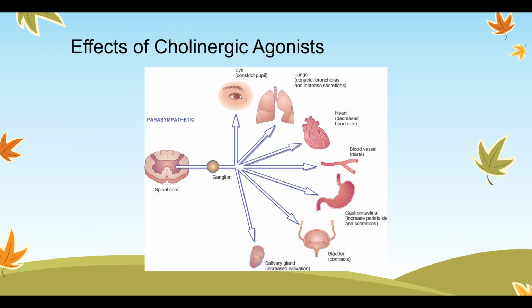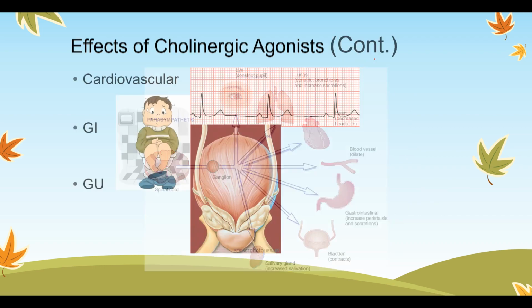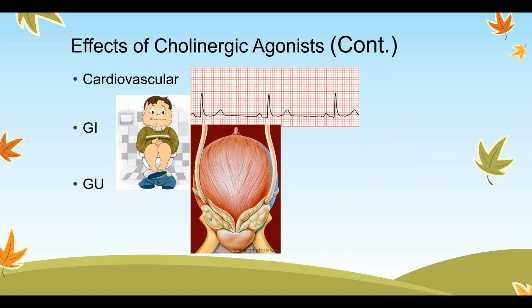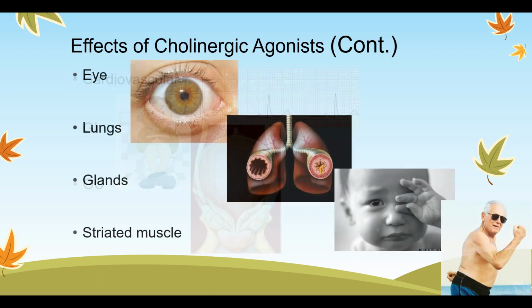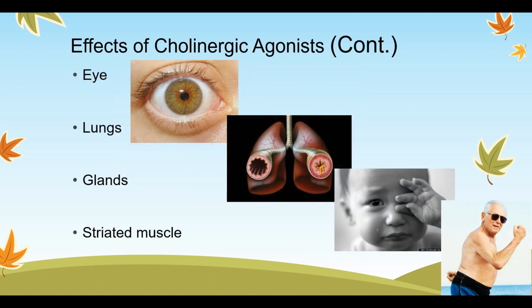So the effects of cholinergic agents, what it does is decreases the heart rate, it dilates your blood vessels, it increases peristalsis, it contracts the bladder, it increases salivation. So think of it as contracting, you're going to urinate more, you're going to have diarrhea. It constricts your bronchioles, so then you're going to increase secretions. So this is basically just another thing of what we talked about on the last slide.